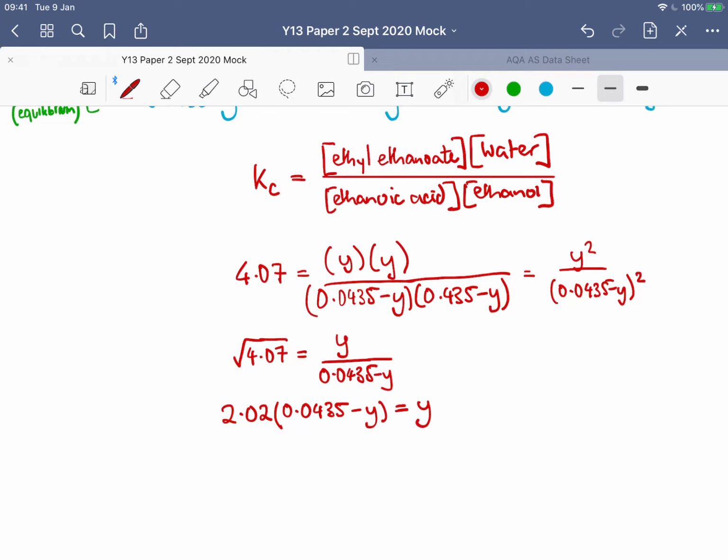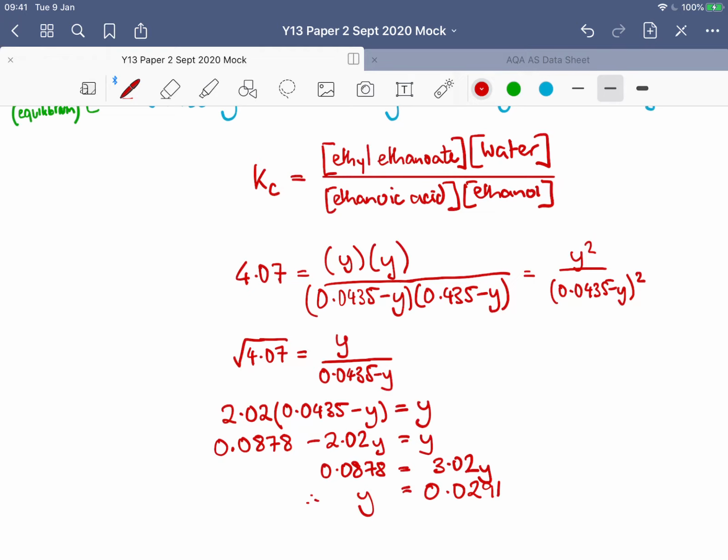Okay, then I expand the brackets. So now I've got 0.0878 minus 2.02 Y equals Y. So that means 0.0878 equals 3.02 Y. Therefore, Y equals 0.0291 moles.